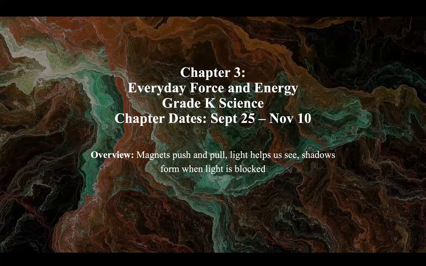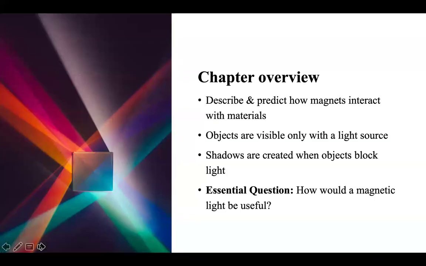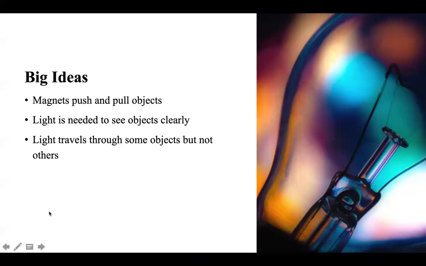By the end of this chapter, we'll be able to explain magnets, light, and shadows through hands-on investigations. In the chapter overview, we describe and predict how magnets interact with materials, how objects are visible only with a light source, shadows, and how shadows are created when objects block light. The essential question, as I already discussed and pointed out, big ideas.